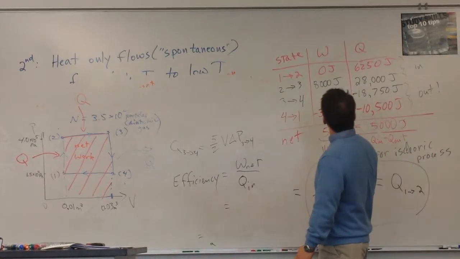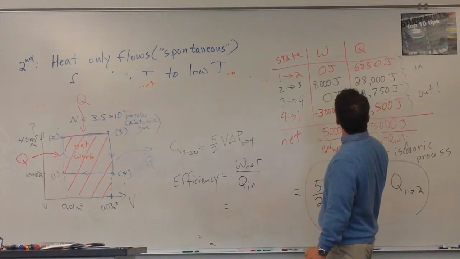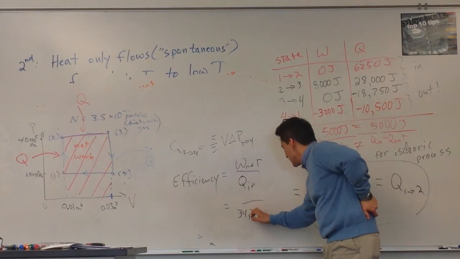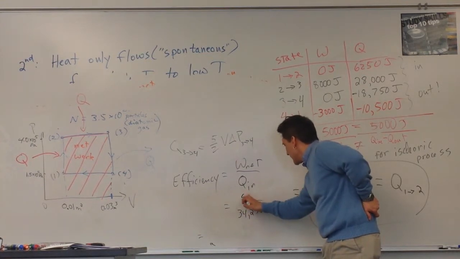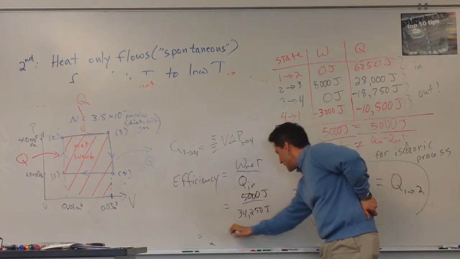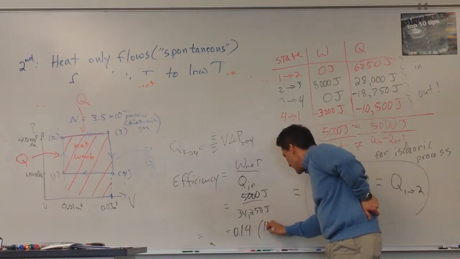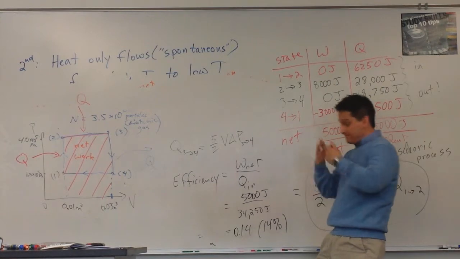So in this case, it's just a horrible looking thing. 34,000 or so, 250 is Q out, Q in. And we're only getting 5,000 joules out of it, so about 14%. I'll take your word on that, sounds about right. Bottom line, wow.